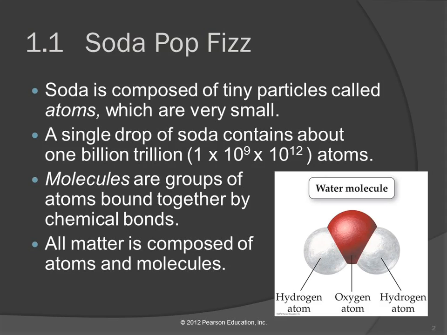So let's think of soda. A can of soda is a liquid, but it's got all that fizziness in it. And soda is composed of tiny particles called atoms. And these guys, when we say they're very small, they are mind-bogglingly small. A single drop of soda has about 1 billion trillion atoms in it. One drop, 1 billion trillion atoms. That's just crazy. We can't even comprehend that.